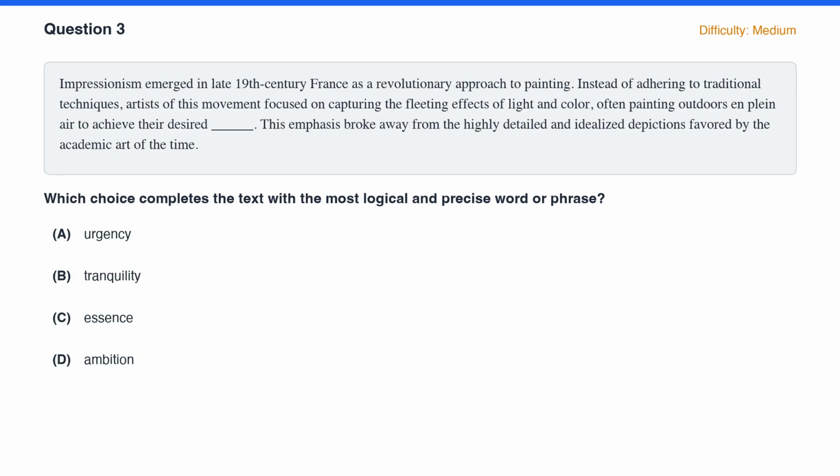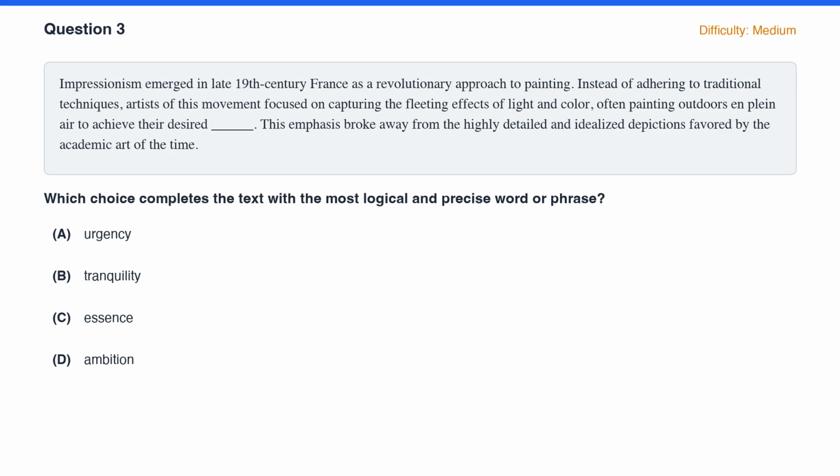Let's bump the difficulty. This one is medium, and it shows a different trap. Passage on Impressionism, artists focused on capturing the fleeting effects of light and color, often painting outdoors en plein air to achieve their desired blank. Step 1. Cover the choices. Done. Step 2. Circle the signal. No transition word. The clue is in the verb chain, capturing the fleeting effects to achieve their desired blank. The blank names what they're trying to capture. Step 3. Predict in plain English. They want to catch the moment, the true quality of light, the core thing, predict core or true nature.